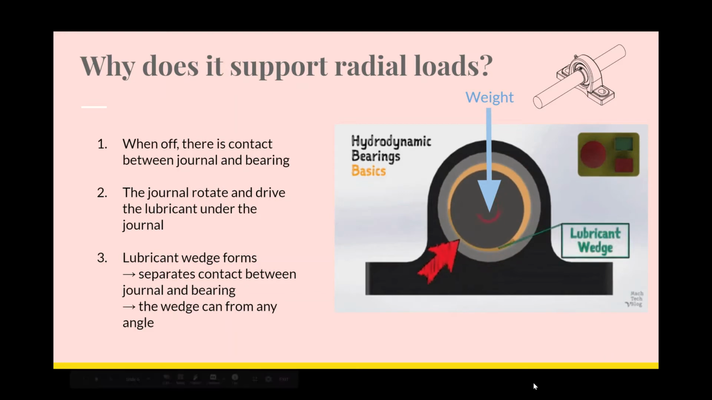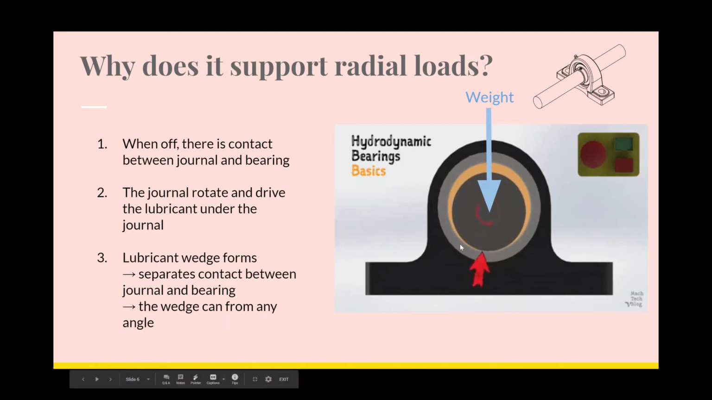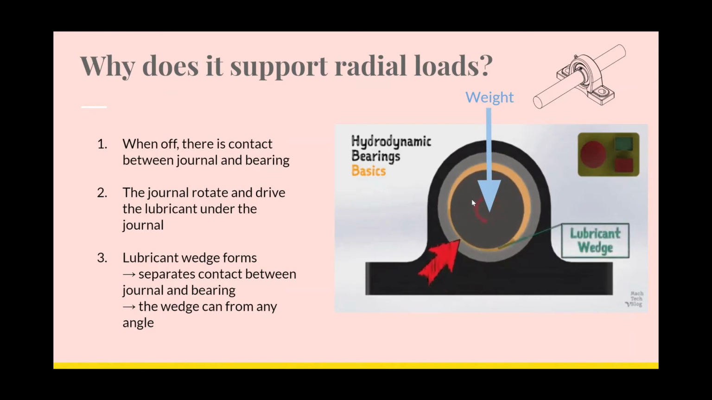When off, contact between journal and the bearing is present. When it's turned on, it starts to rotate, and it pumps and drives the viscous liquid. Because the liquid is viscous, it tends to stick to surfaces, and as it gets driven under the journal, it forms this lubricant wedge, and that separates the journal and the bearing from contact and allows for great radial load to act on it without worrying about the wear it may cause if there was friction.